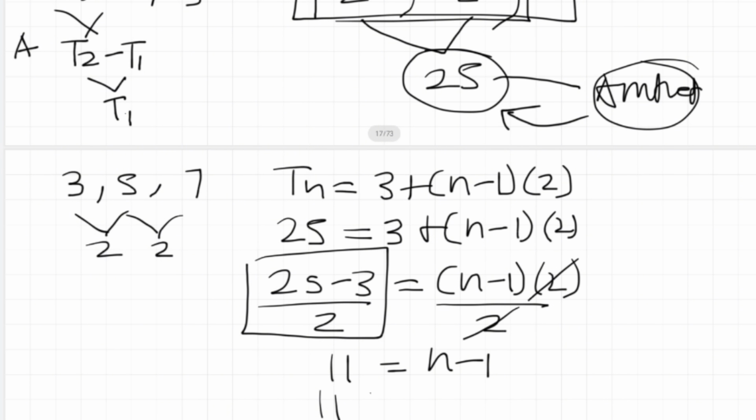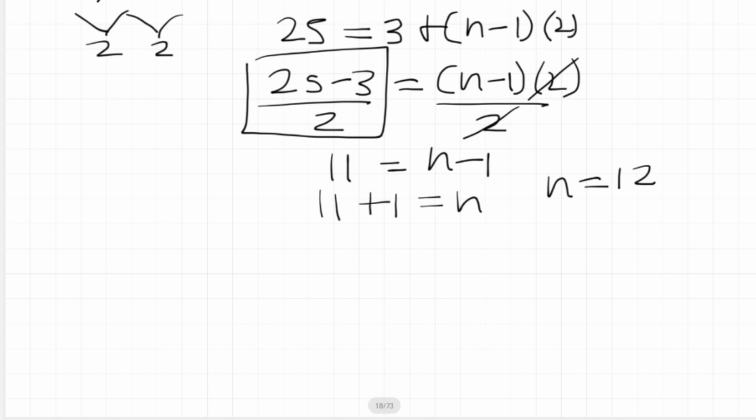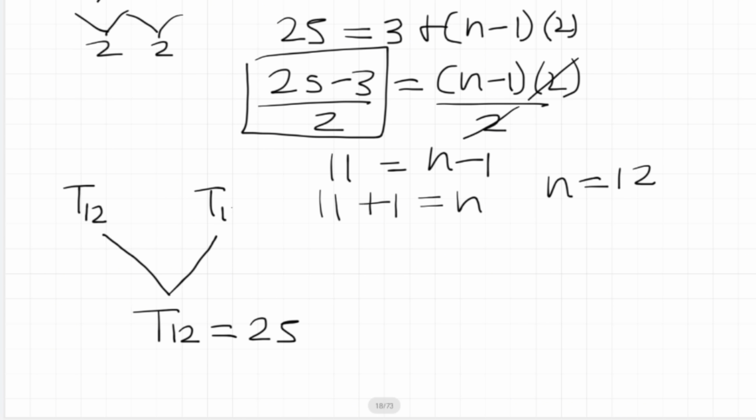And then 11 plus 1 is equal to n, so n is equal to 12. Look at this: term number 12 is equal to 25. In order for us to achieve term number 12, we need term number 12 on the quadratic and also term number 13. That's what I was just trying to tell you there. Perfect.